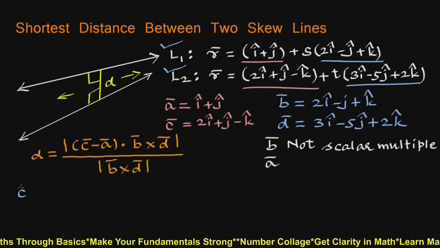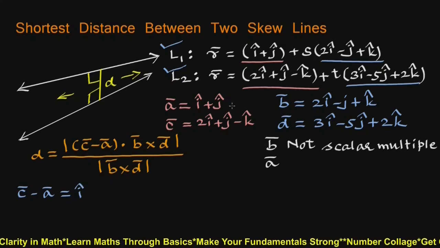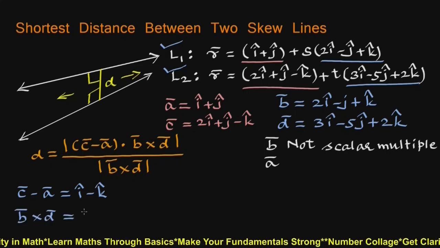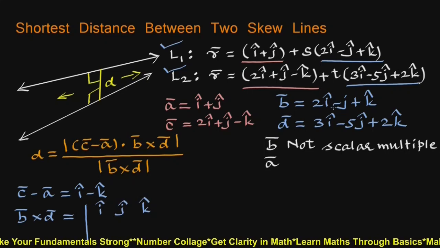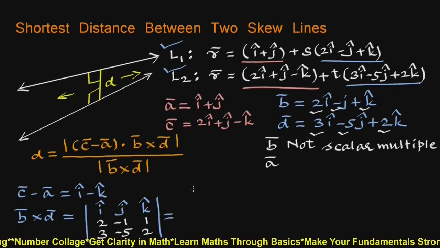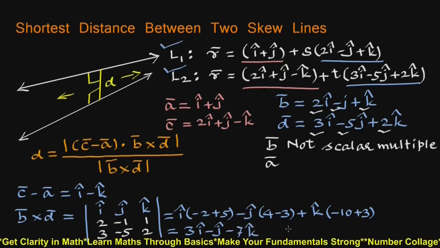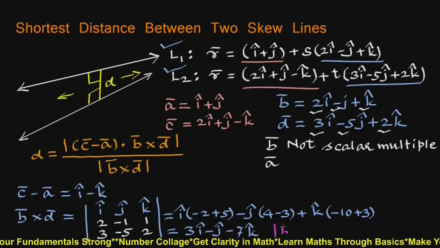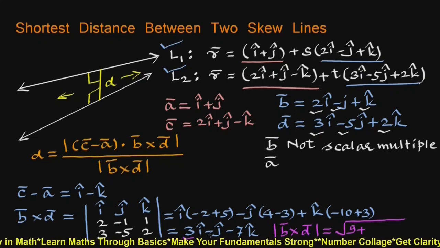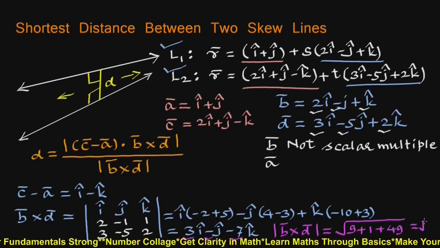So first, C bar minus A bar is 2 minus 1 I cap, 1 minus 1 is 0, minus K cap. Next, B bar cross D bar is the determinant of i j k, 2 minus 1 1, 3 minus 5 2, which will be 3 I cap minus J cap minus 7 K cap. Next we have to find mod B bar cross D bar, that will be the square root of 3 square 9 plus minus 1 square 1 plus minus 7 square 49, square root 59.